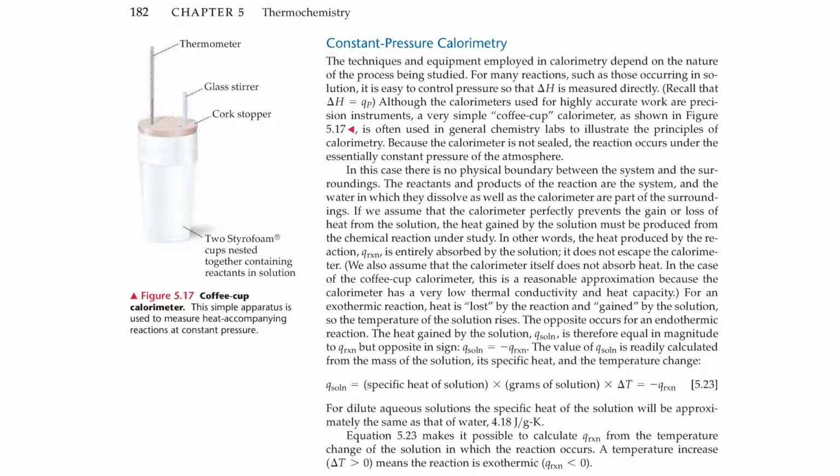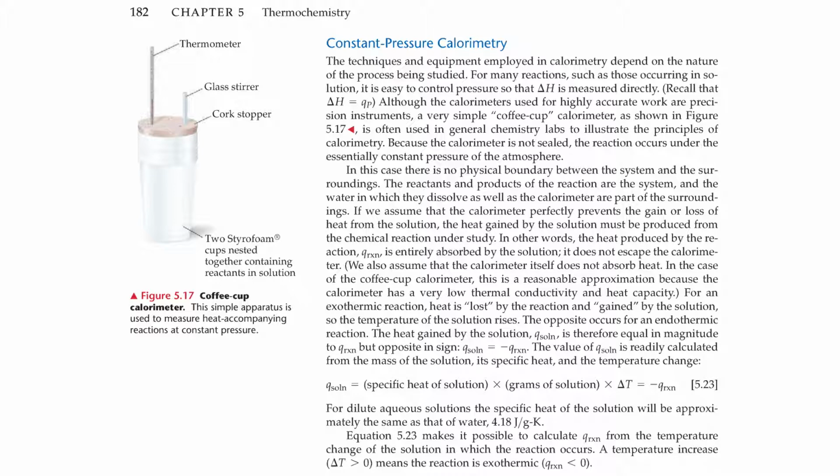Section 2. Constant pressure calorimetry. The techniques and equipment employed in calorimetry depend on the nature of the process being studied. For many reactions, such as those occurring in solution, it's easy to control pressure so that delta H is measured directly. Recall that delta H equals heat.